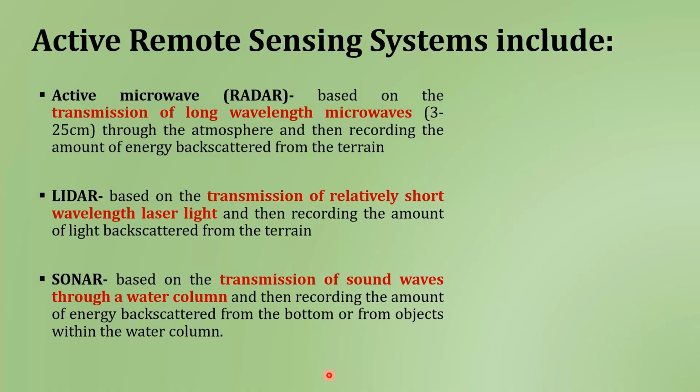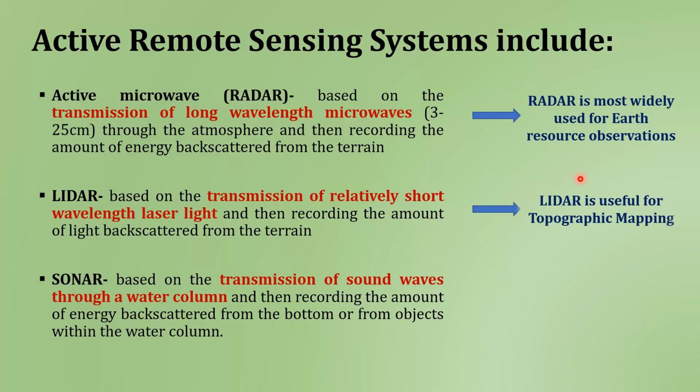In these active remote sensing systems, radar is most widely used for Earth resource observations, LIDAR is useful for topographic mapping, and sonar is useful for bathymetric mapping. Each of these active remote sensing systems works on a different principle. In the first one, radio waves are used, in the second, light is used, and in the third, sound is used. But if you note, one thing is common in all these systems, that is the sensor records the amount of energy backscattered from the terrain.